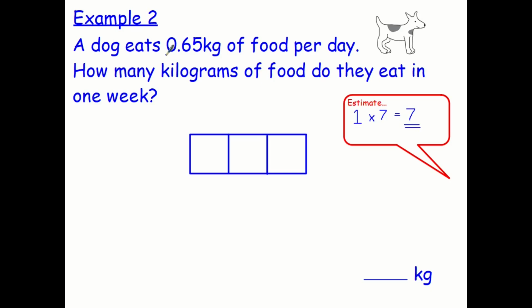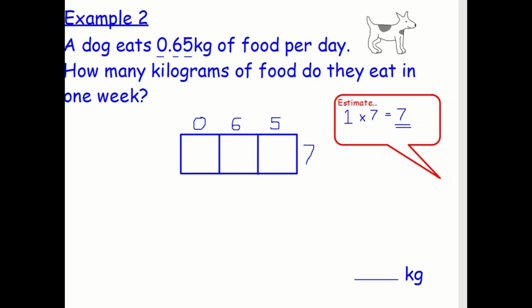Okay, 0.65 is a 3-digit number. You could just do 2 boxes and do 65 and then sort out where the decimal point goes at the end. But as there's only 1 0, I'm just going to put 065 along the top, like this. And how many do they eat in 1 week? 1 week is 7 days, so the 7 goes there, and then we draw the diagonal lines.